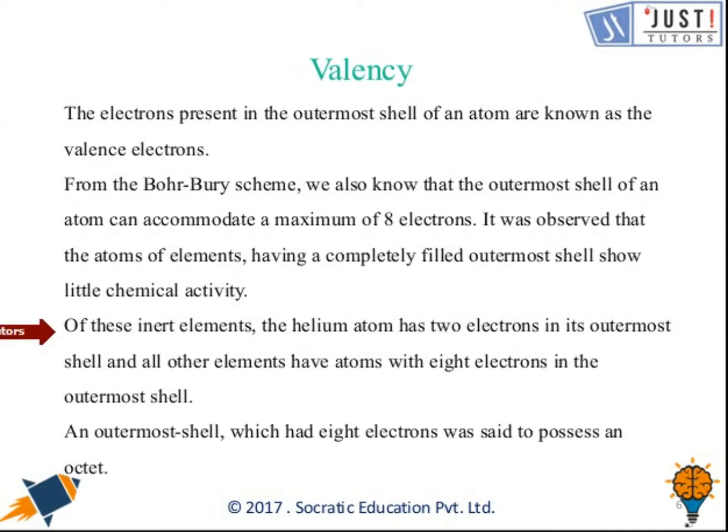Of these inert elements, the helium atom has 2 electrons in its outermost shell, and all other elements have atoms with 8 electrons in the outermost shell. An outermost shell which had 8 electrons was said to possess an octet. And we'll see in the coming slides that every element tries to possess an octet. So let's see.